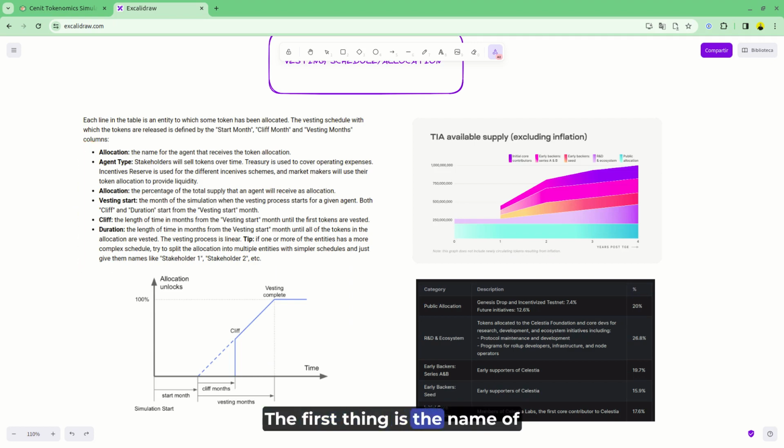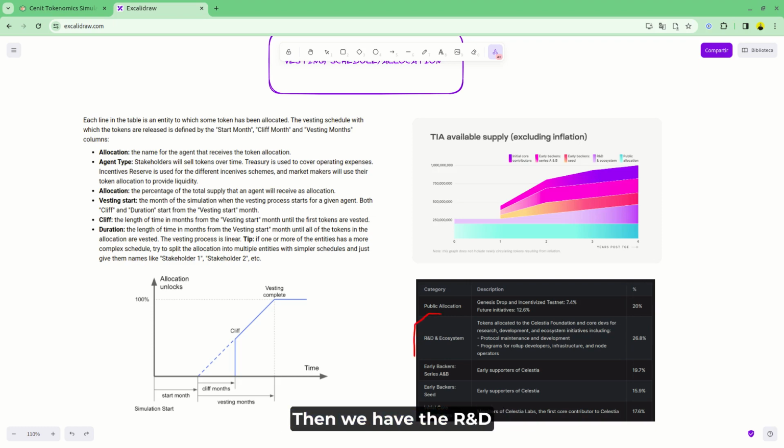The first thing is the name of the agent that is going to receive the allocation. Then we have the agent type. There are 4 types of agents: stakeholders, treasury, incentives reserves, and market makers. So in this example, the Genesis drop and incentivized testnet and all the early backers plus the initial core contributors are going to be stakeholders. Stakeholders are meant to be people that supported the project in early stages and that at some point are going to sell their tokens to get some profit.